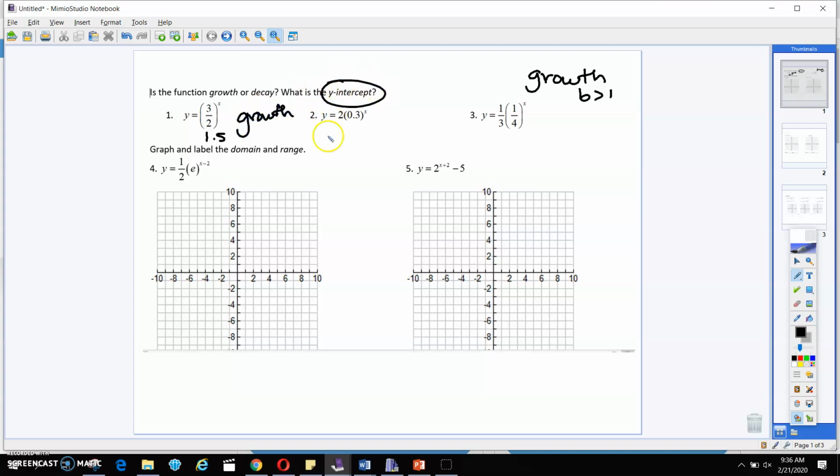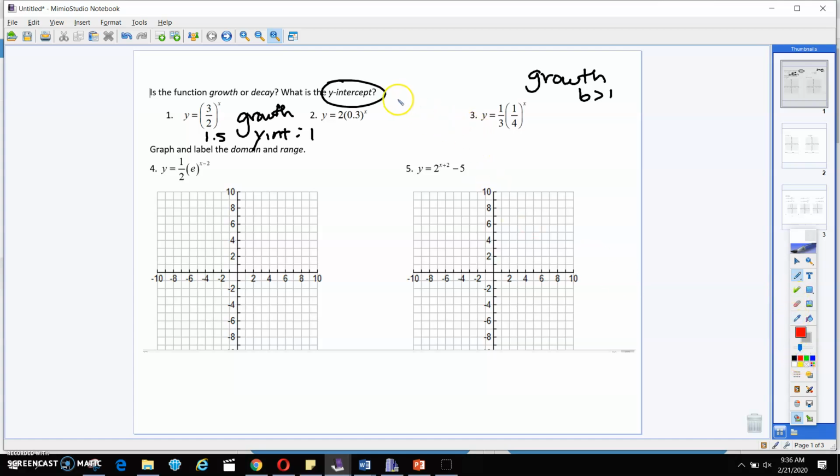And the y-intercept, that means that I'm going to plug in 0 into my equation, and that's going to give me my y-intercept. So if I plug in 0 into this equation, I'm going to get 3 halves raised to the 0 power. Well, I know anything to the 0 power is going to give me 1. So my y-intercept is going to be 1. Okay?